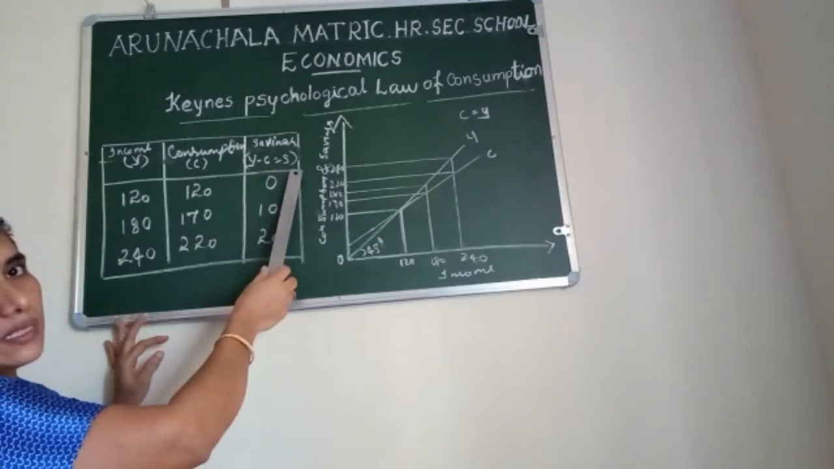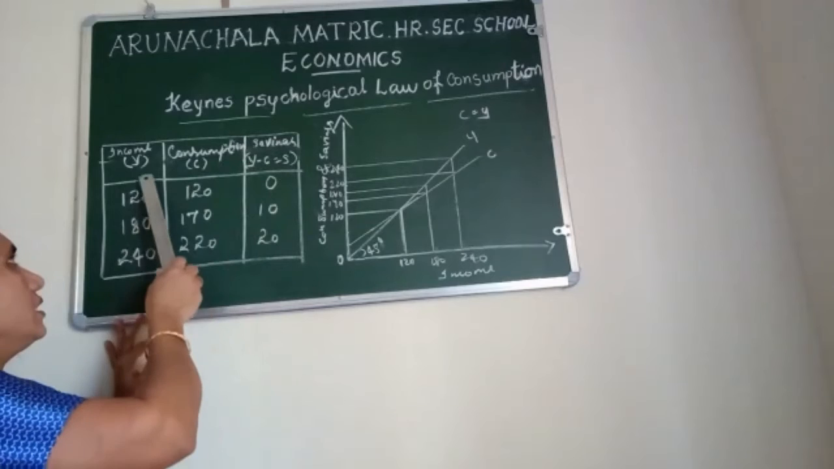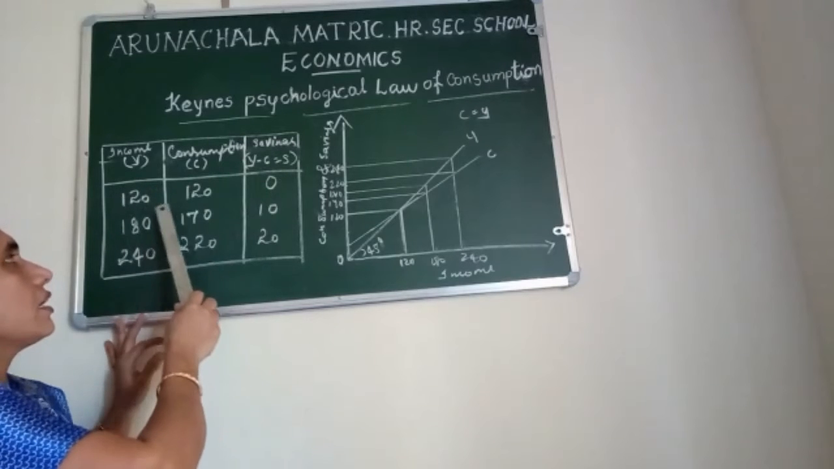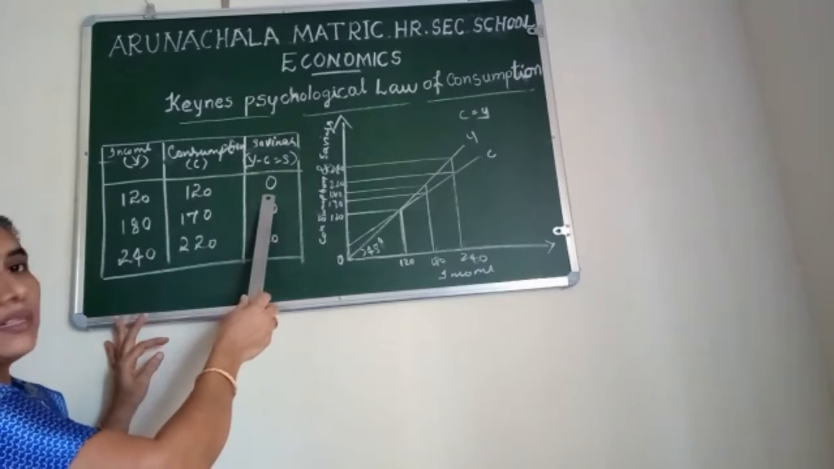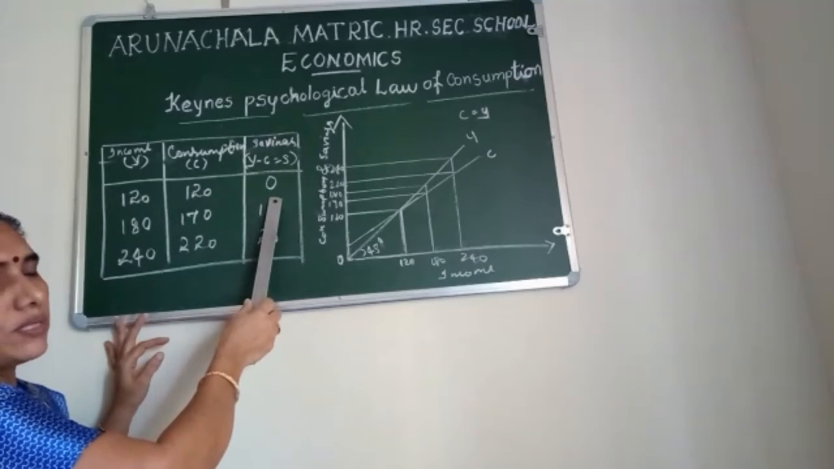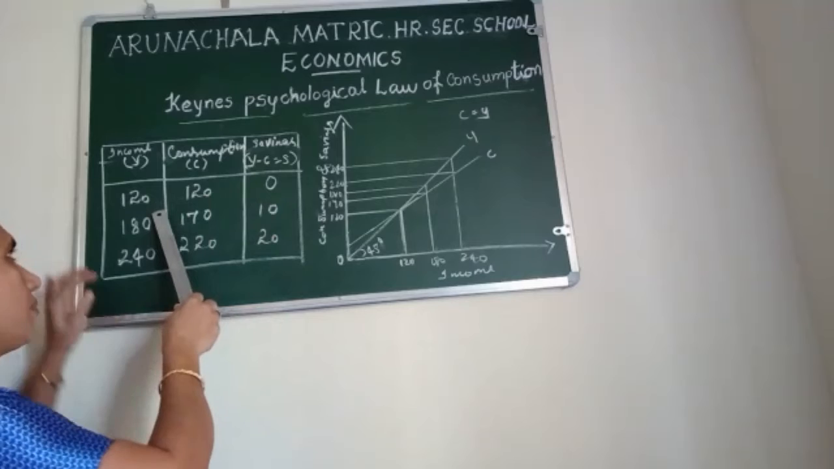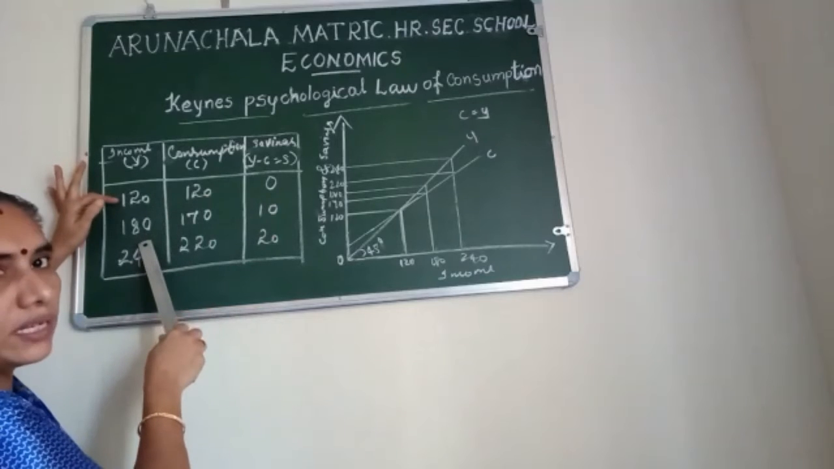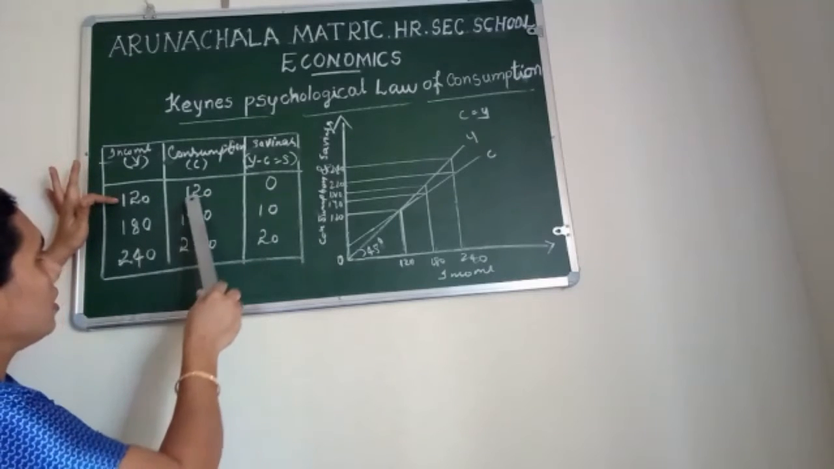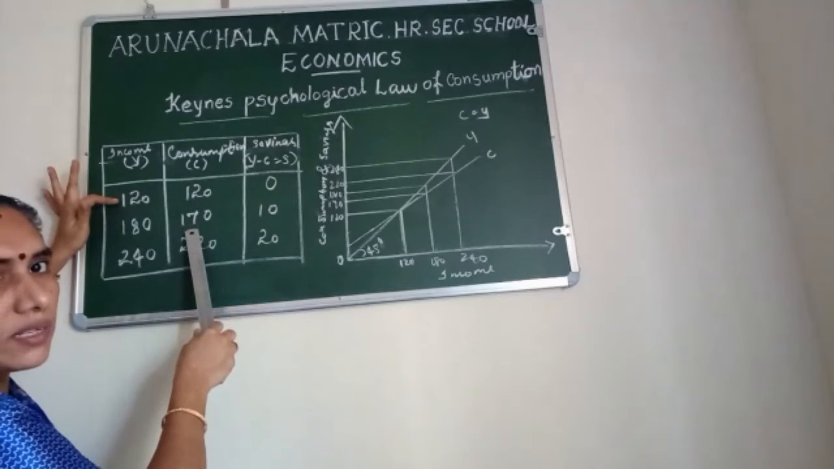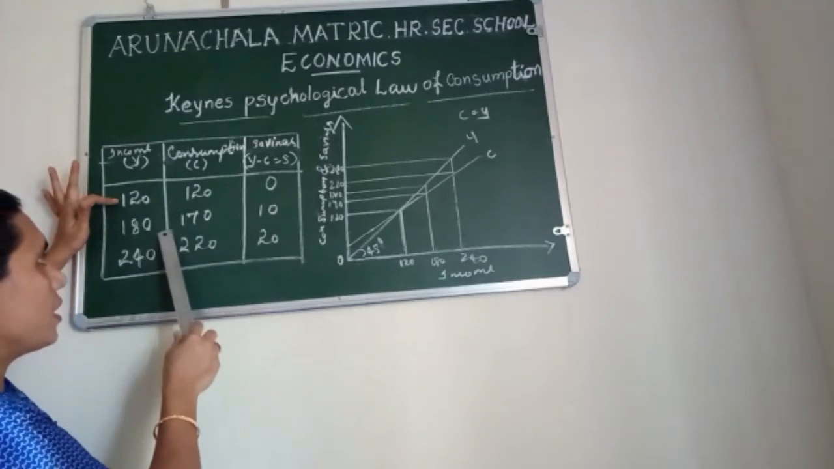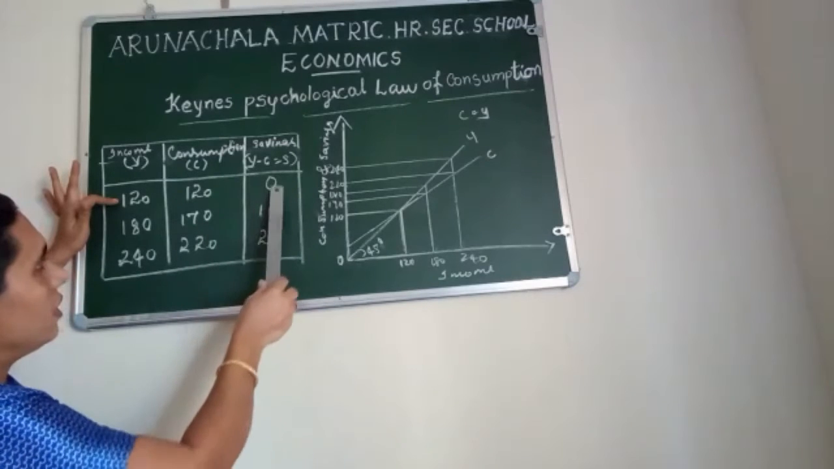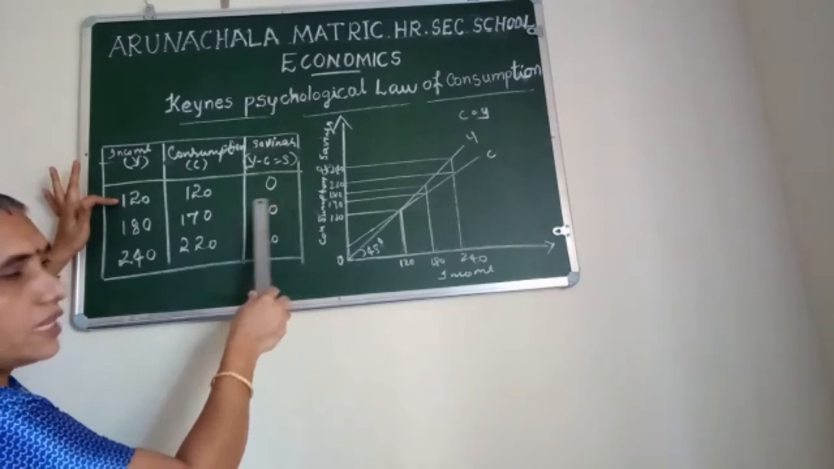Okay, Y minus C is equal to S. The initial income is 120, consumption is also the same, and in savings, no savings, zero savings. Then the income increases to 180, consumption also increases to 170, then income minus consumption, 180 minus 170, is 10, that is the savings.